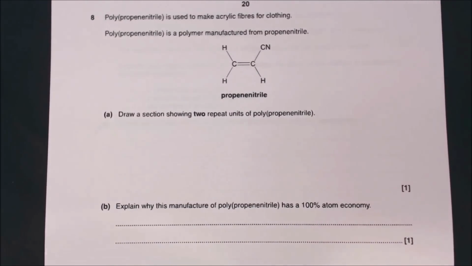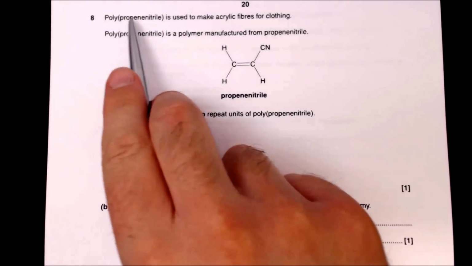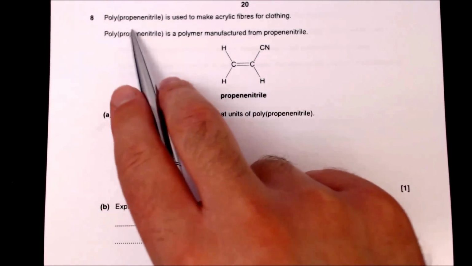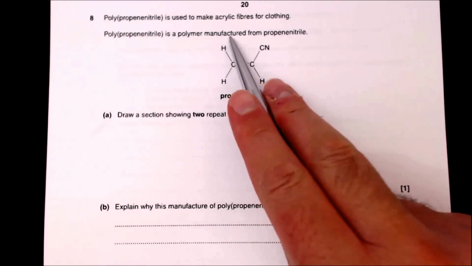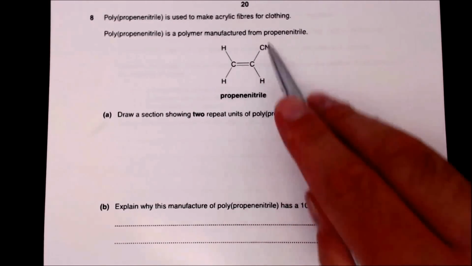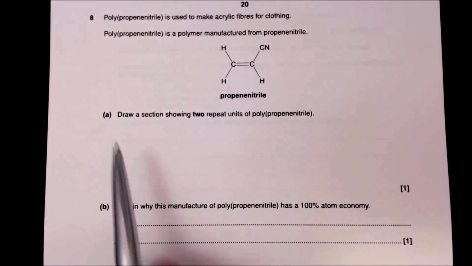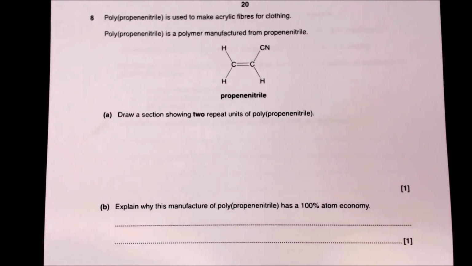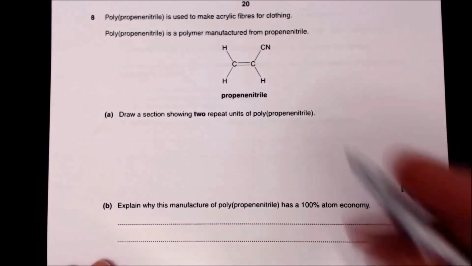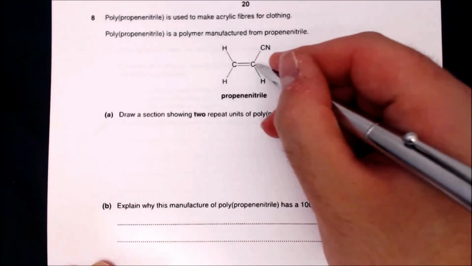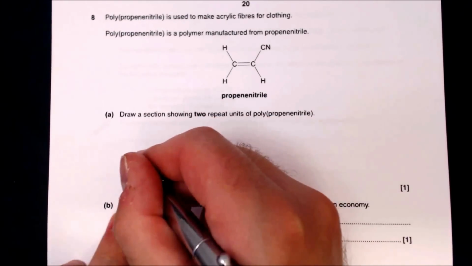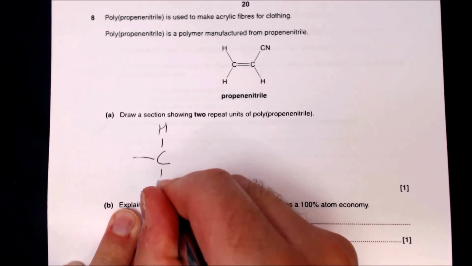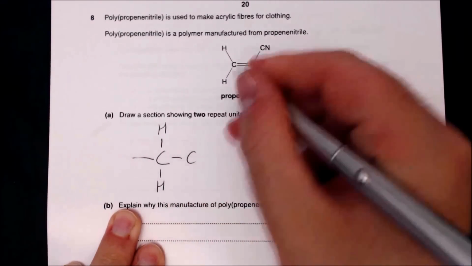This is question 8, and it says polypropene nitrile is used to make acrylic fibers for clothing. Polypropene nitrile is a polymer manufactured from propene nitrile. So there's your propene nitrile there, and it asks us to draw a section showing 2 repeat units of polypropene nitrile. So all we have to do is just take out this double bond and put the bonds either side of the carbon. We've just got to show trailing bonds as well, which are the bonds that extend beyond the molecule. So we're just going to draw that there.